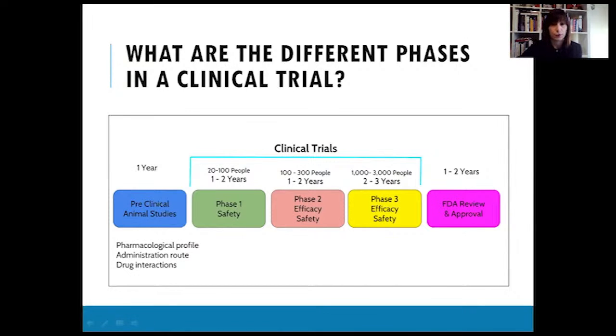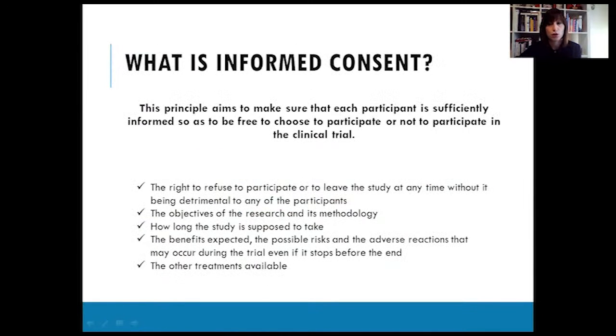Now, very important when we talk about scientific research is informed consent. Let's see together what it's about and what it's for. Before starting a clinical trial, the sponsor must obtain the informed consent of all participants. This principle aims to ensure that each participant is adequately informed so that they are free to choose whether or not to participate in the clinical trials.